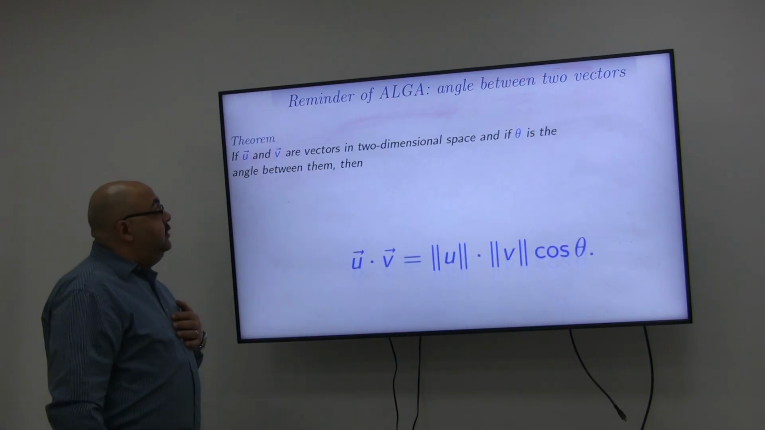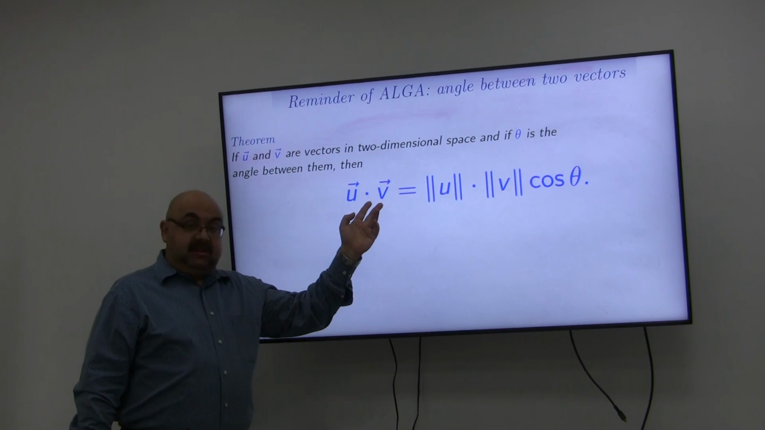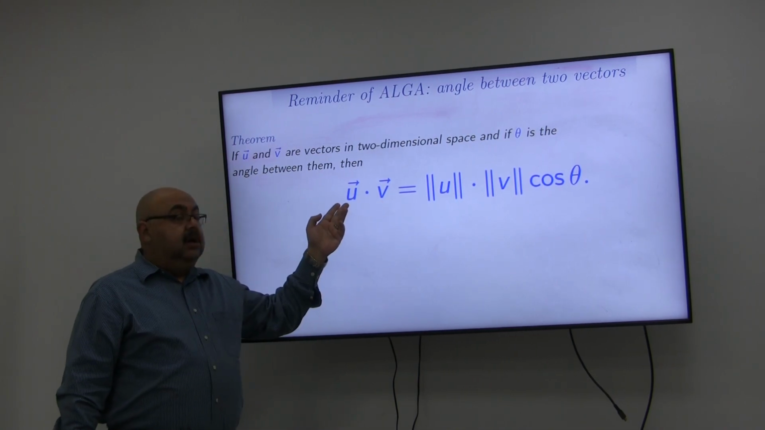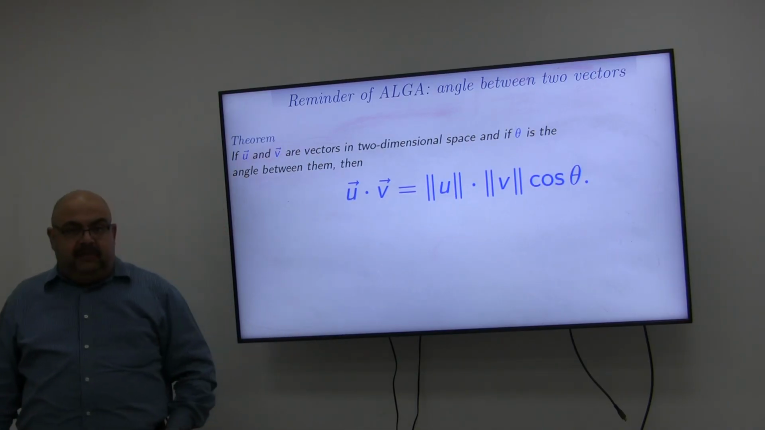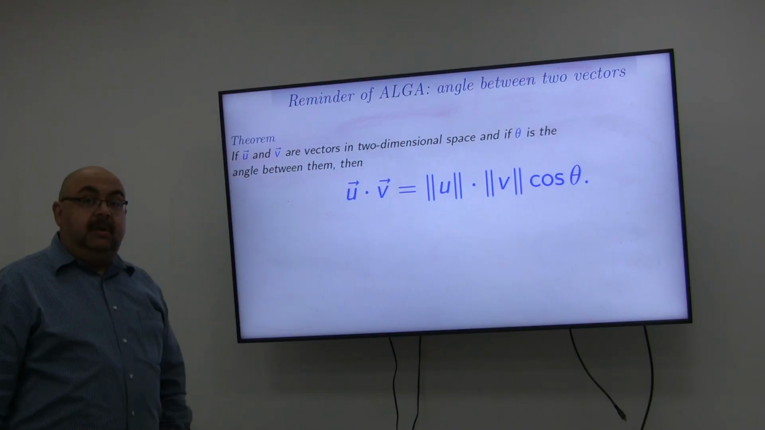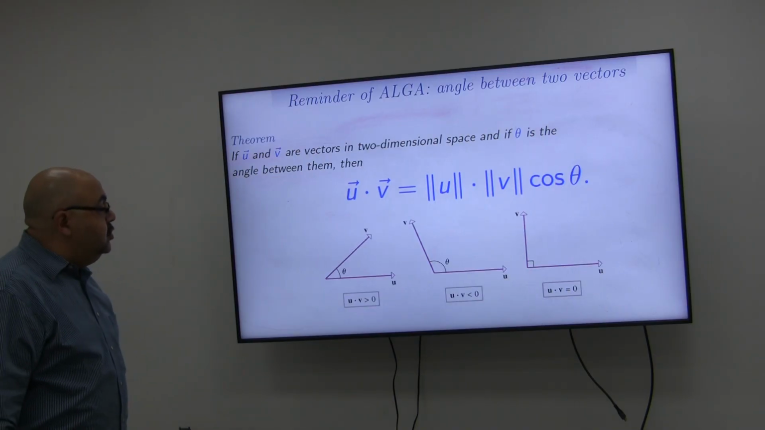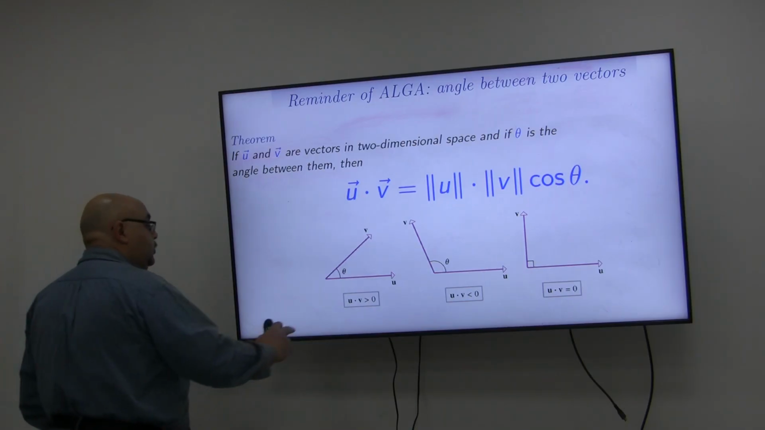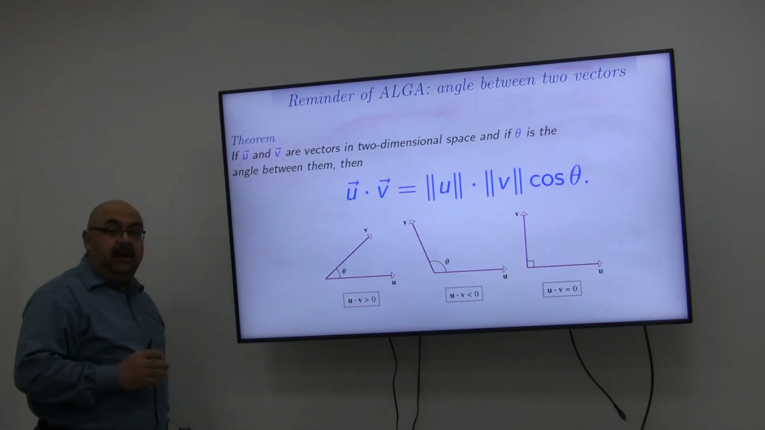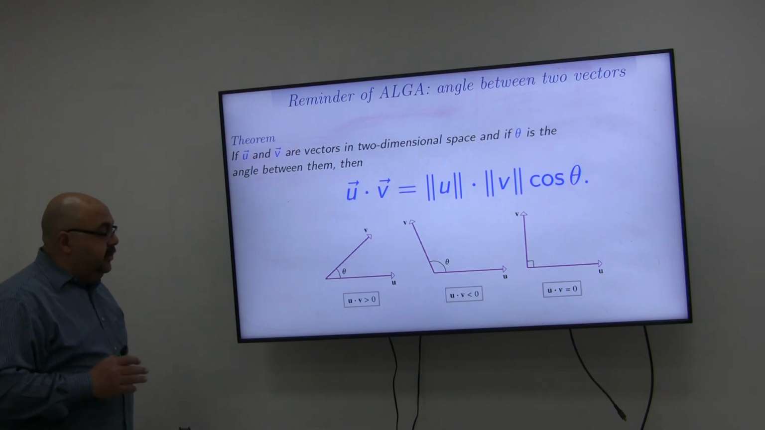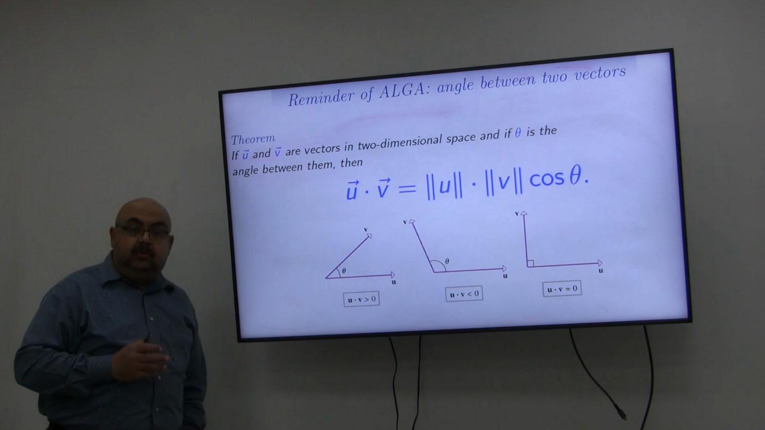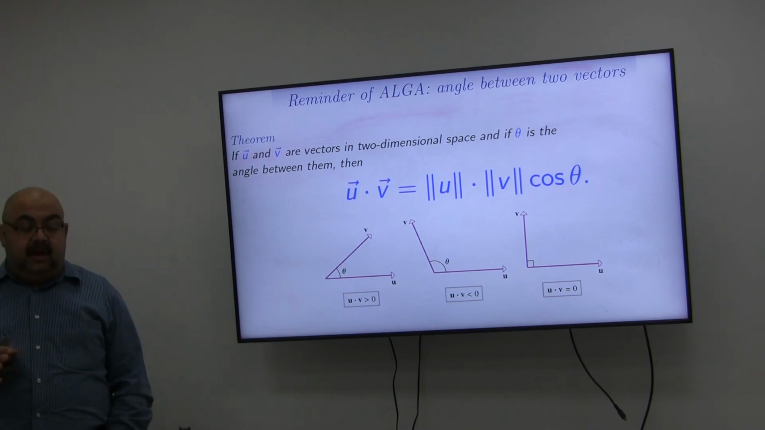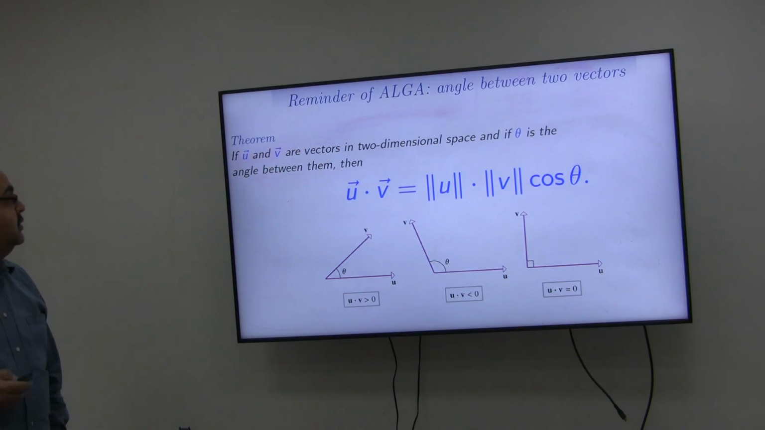So we already know that u dot v is equal to the magnitude of the first vector times the magnitude of the second vector times cosine of the angle between these two vectors. So it's the magnitude of u times the magnitude of v times cosine theta. If u dot v is greater than 0, then your angle is going to be acute. If u dot v is less than 0, then it's going to be greater than 90 degrees, obtuse. And if u dot v is equal to 0, then you will have a right angle between these two vectors.